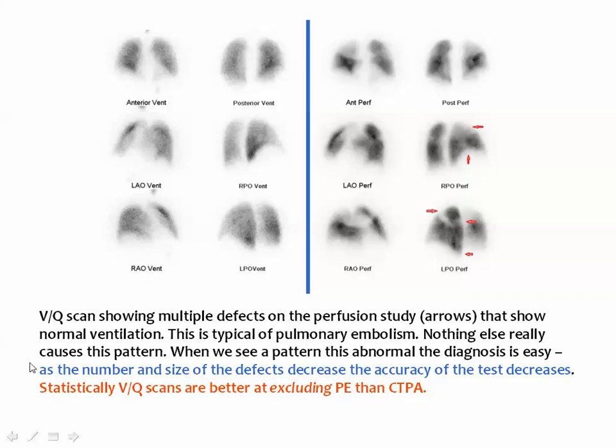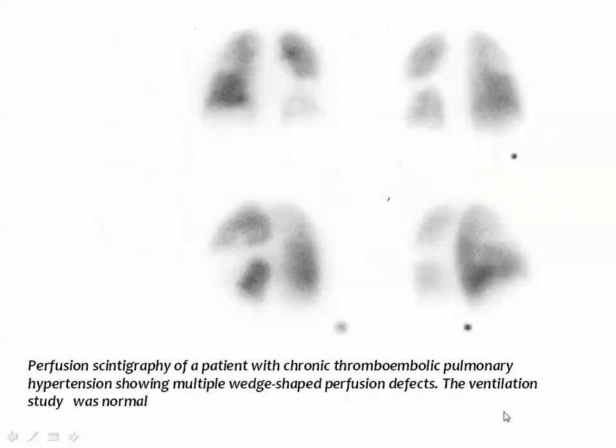And this is one of the rules: as the number and the size of the defects in the perfusion scan decrease, the accuracy of the test also decreases. And this is multiple perfusion defects in both lungs by perfusion scan in a patient with chronic thromboembolic pulmonary hypertension.